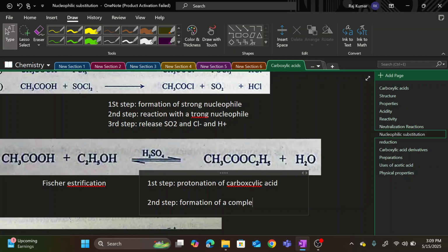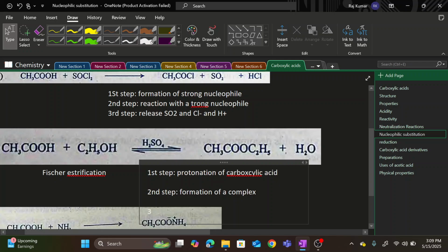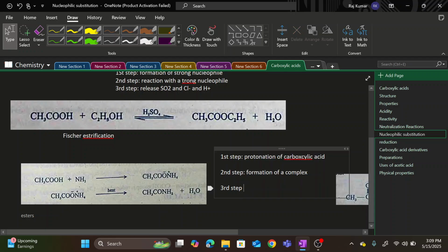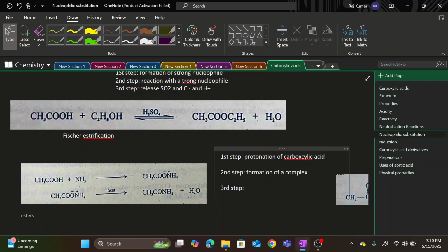a complex, right? We can name it a complex. And in the third step, what actually happens is, the electron which is present in the hydrogen on the carbonyl carbon will shift towards the OH group, due to which there would be shifting of proton happening. Shifting of proton will happen from the carbonyl carbon to the OH group, due to which it will form an unstable H2O positive ion, right? So this would be the third step.